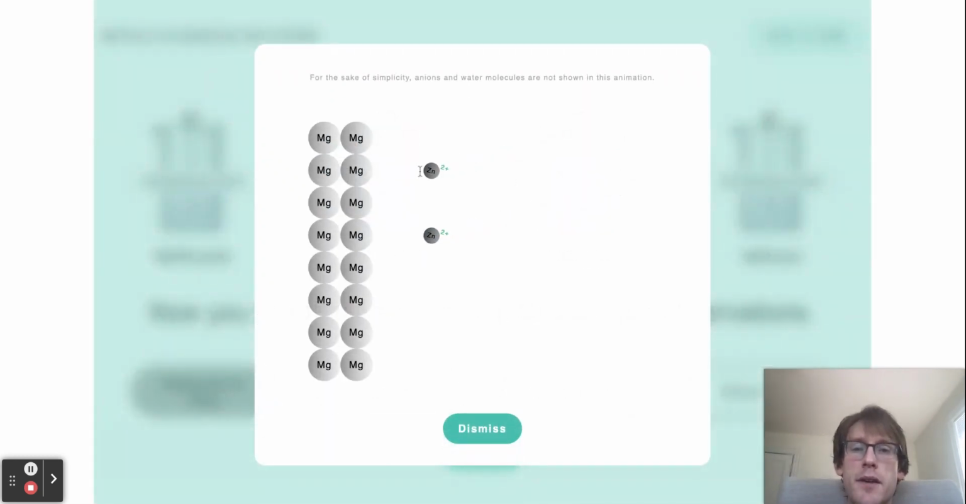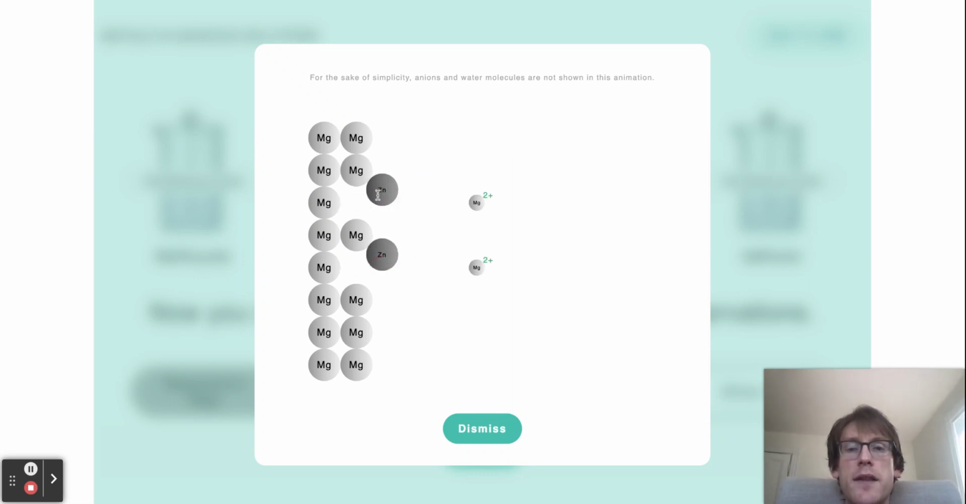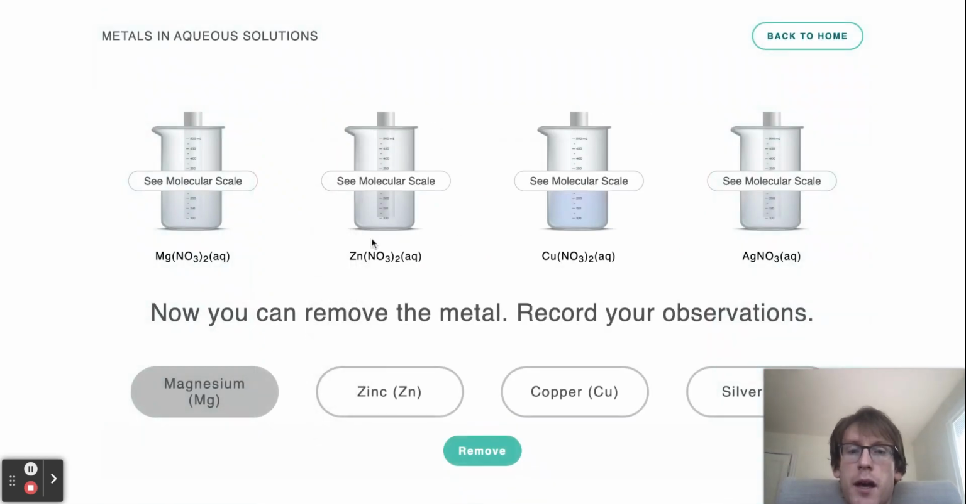But in the case of the zinc 2 nitrate, notice that the zinc 2 cations approach the piece of magnesium metal, and as they collide, the magnesium gives two electrons to the zinc, and the zinc goes from being positive to being neutral. This is now solid zinc metal, and it's replacing the magnesium, which goes off as positive 2 cations that balance out the charge in the aqueous solution.